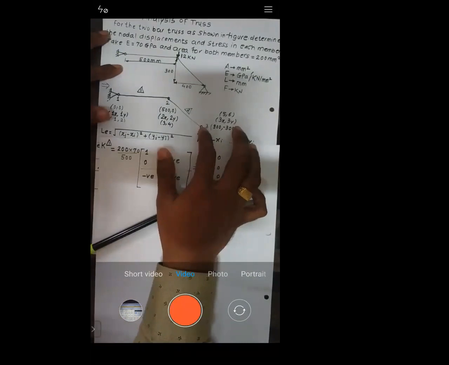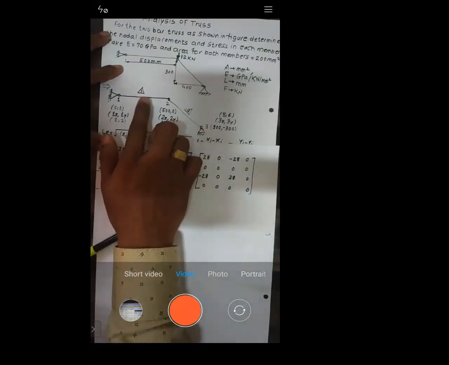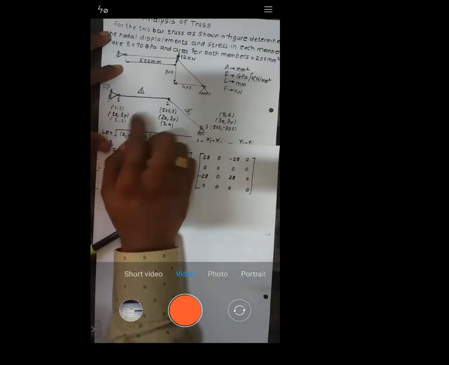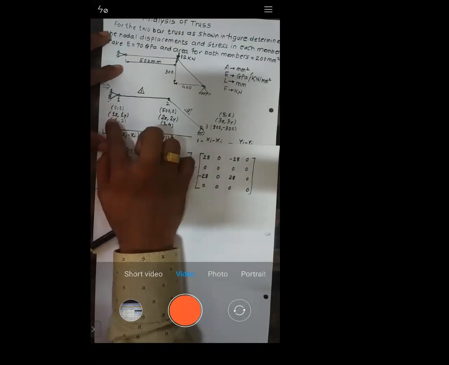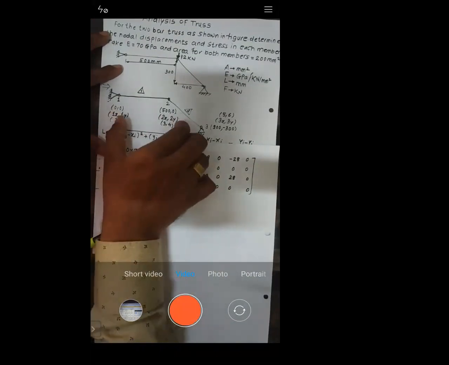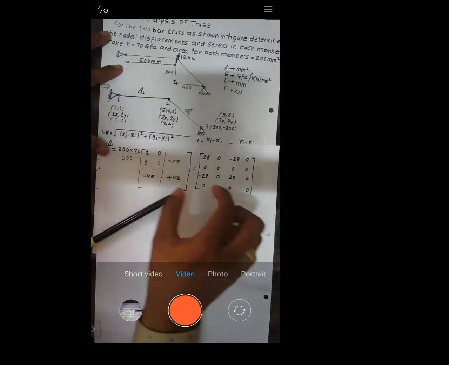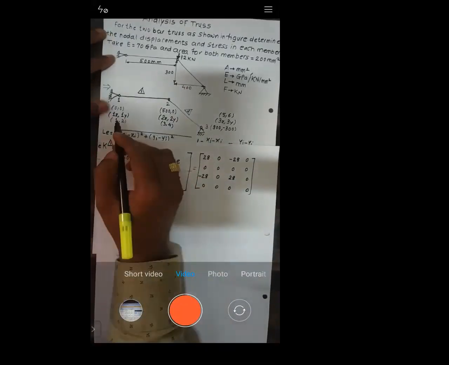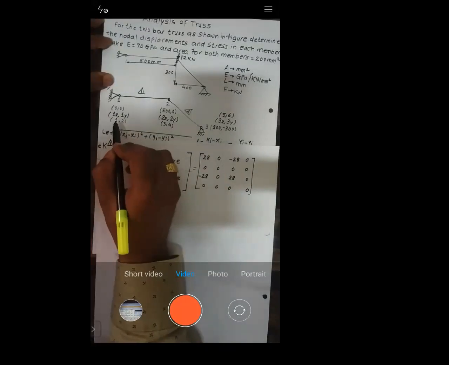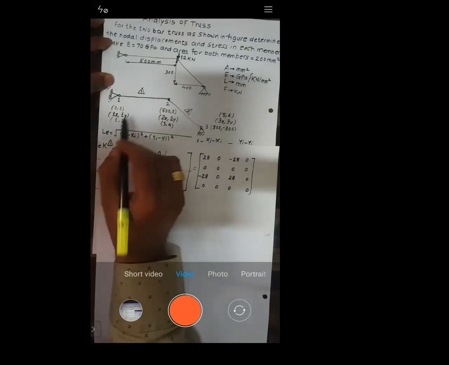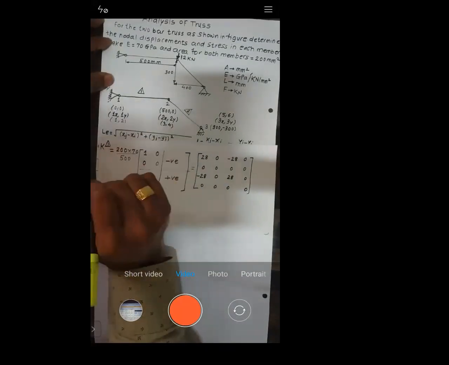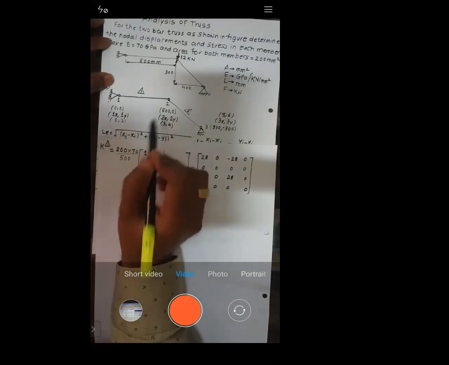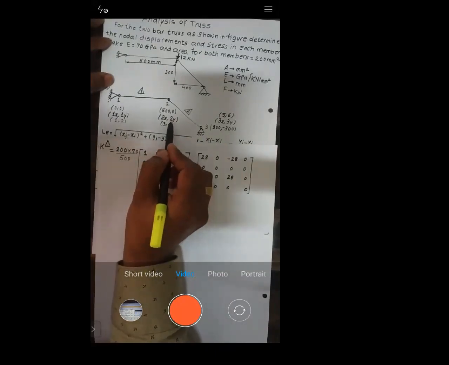Every element will have 2 nodes, and each node can move in 2 directions. So for every element, how many degrees of freedom? 4. So the size is 4 by 4. Now see, what is the meaning of 1? 1 can move in x. What is the meaning of 2? 1 can move in y. What is the meaning of 3? 2 can move in x. What is the meaning of 4? 2 can move in y.